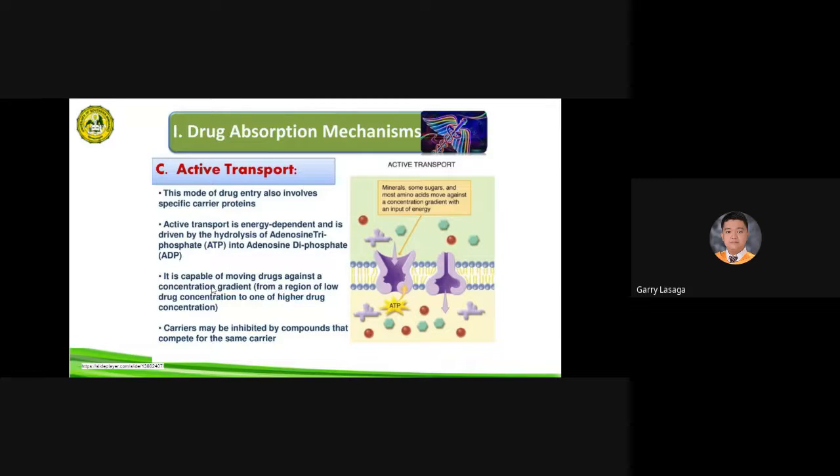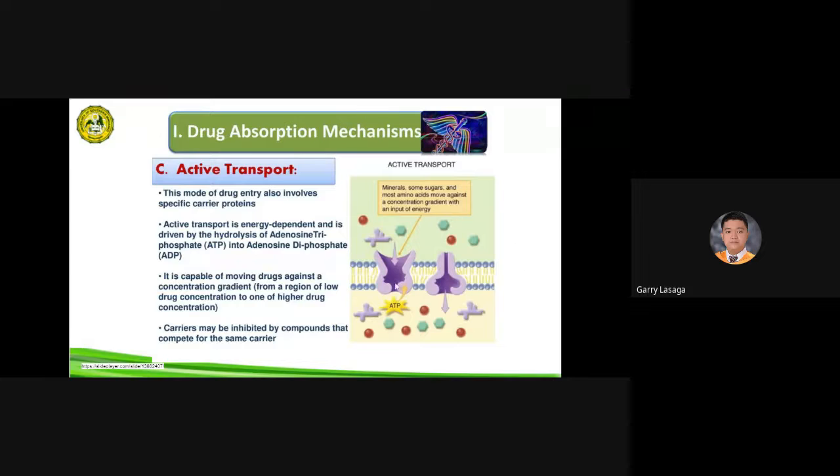It is capable of moving drugs against a concentration gradient, meaning from a region of lower drug concentration to a region of higher drug concentration. So that is the opposite of passive transport, because in passive transport the movement of the drug should be from higher to lower. For active transport, this is the opposite, from lower to higher concentration. Carriers may be inhibited by compounds that compete for the same carrier.